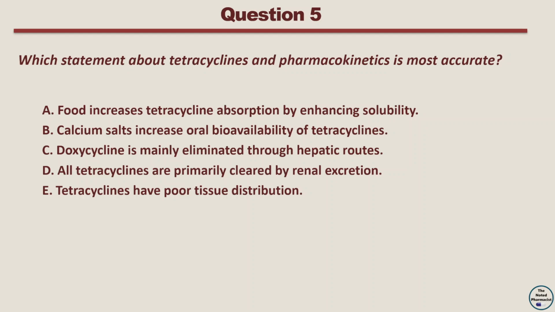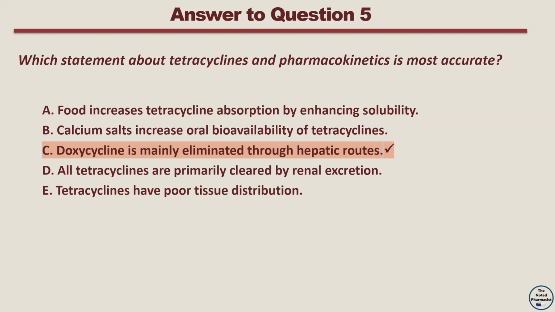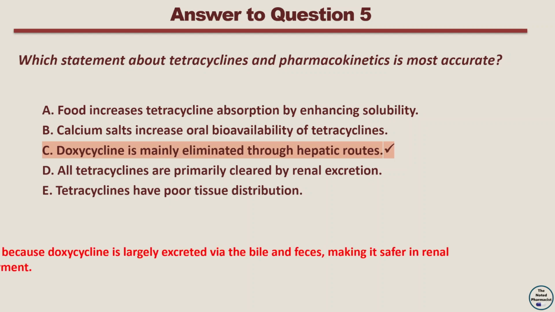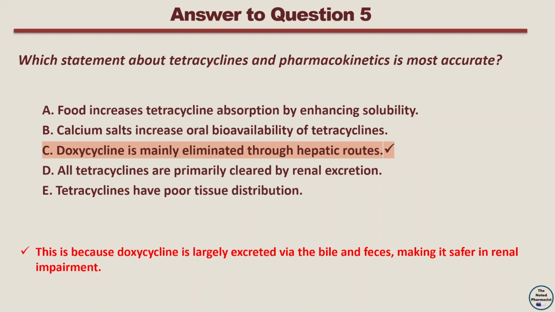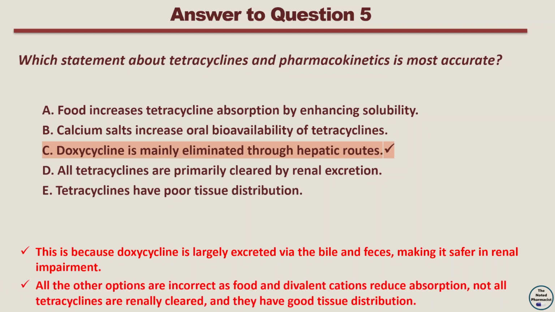The correct answer is Option C. Doxycycline is mainly eliminated through hepatic routes. This is because doxycycline is largely excreted via the bile and feces, making it safer in renal impairment. All the other options are incorrect as food and divalent cations reduce absorption. Not all tetracyclines are renally cleared, and they have good tissue distribution.